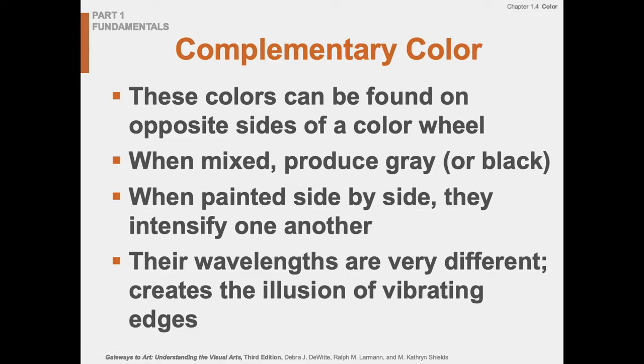Complementary color is opposite, which means it's on the other side of the color wheel. And then when they're mixed, they get grayer. It gets to be like a purpley gray usually, and then it goes sort of blackish. True black is usually a separate color, and it's purchased separately with paint pigments, but it gets kind of a gray black. That's the theory anyway. When they're side by side, they intensify one another, but their wavelengths are very different, and it creates the illusion of vibrating.